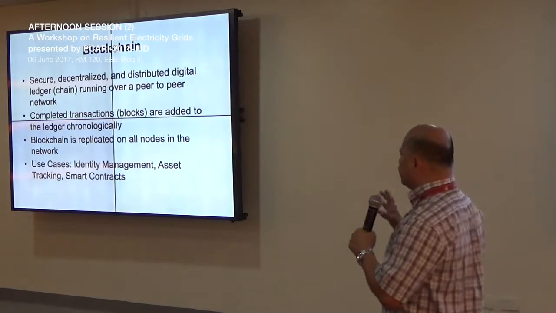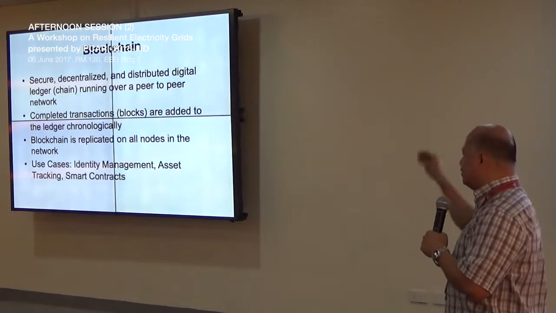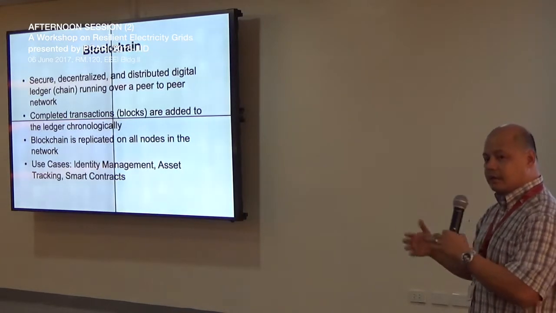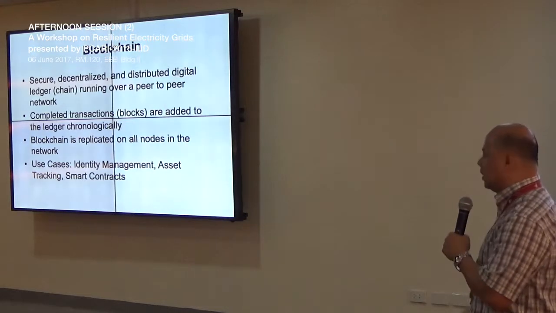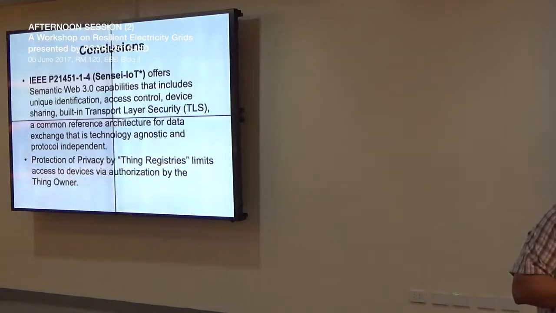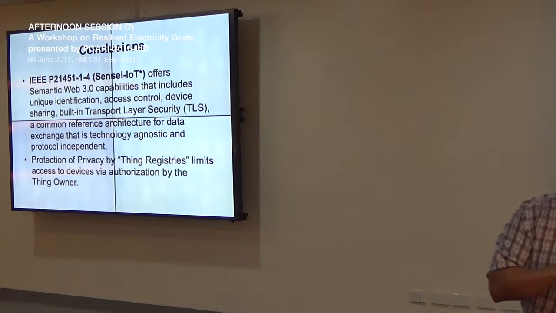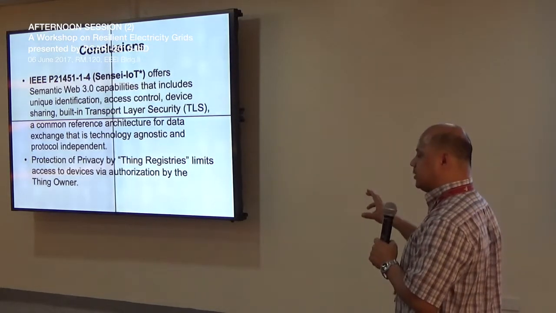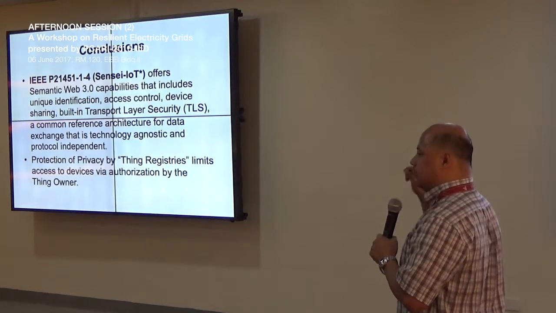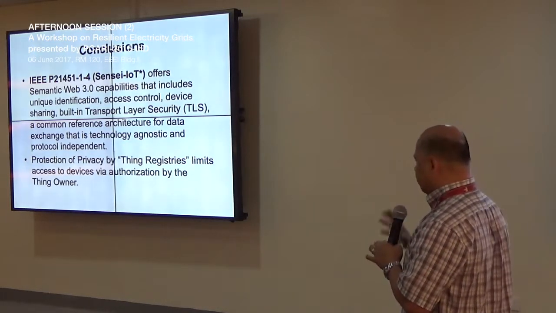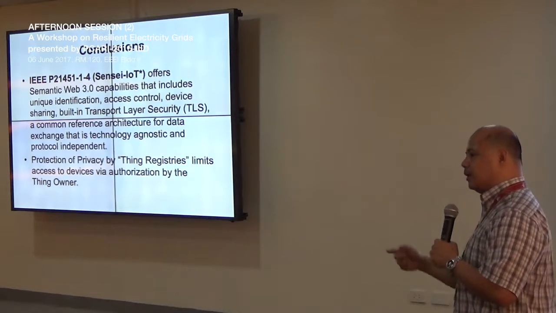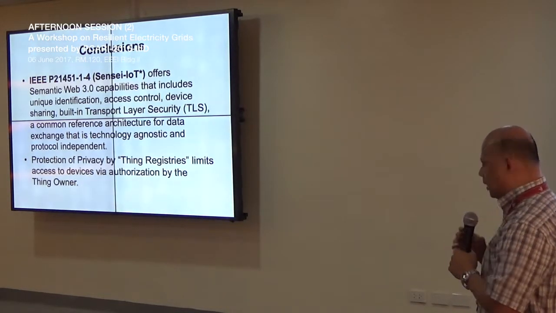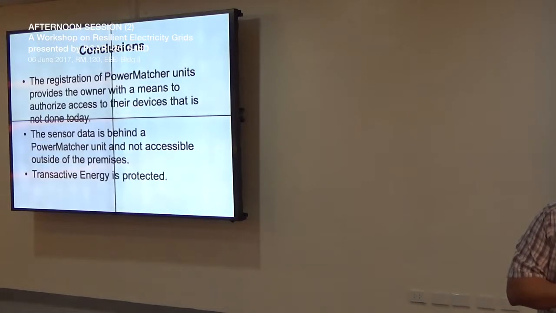So what are some use cases? Identity management, asset tracking, smart contracts can now be conducted over the network in a peer-to-peer manner. So just some of the conclusions here is that there's standardization going on to secure the network, and there's some technology being tested and developed and verified so that all of these transactions are secure.